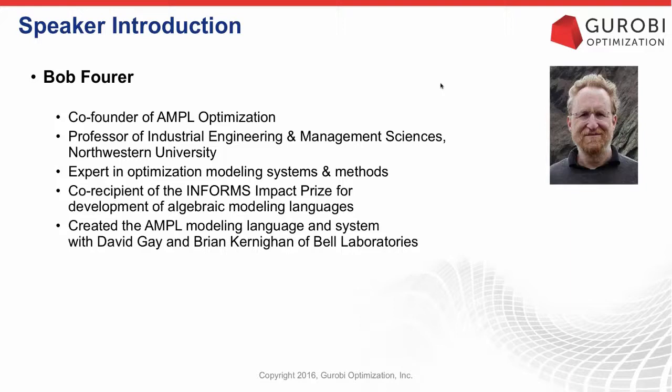Our second presenter today is Dr. Bob Fourer. Dr. Fourer is co-founder of AMPL Optimization. He's a professor of industrial engineering and management sciences at Northwestern University. He's an expert in optimization modeling systems and methods, was co-recipient of the Informs Impact Prize for development of algebraic modeling languages, and created the AMPL modeling language and system with David Gay and Brian Kernighan of Bell Laboratories.